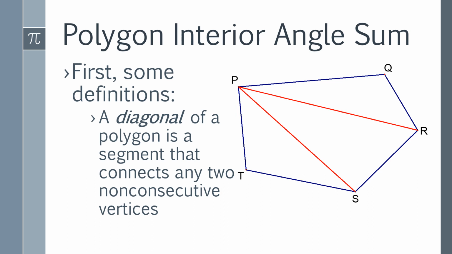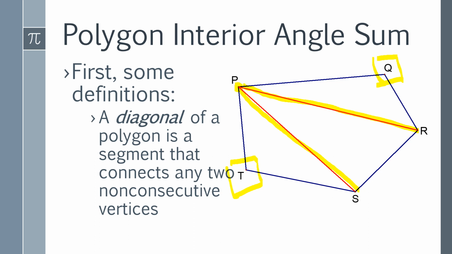A diagonal of a polygon is a segment that connects any two non-consecutive vertices. So as you can see here from point P, I have a segment running from P to R and another segment from P to S. Those segments are diagonals because they are non-consecutive, right? Q is a consecutive vertex. We don't want it. That doesn't work because it'll make a side. And from P to T makes a side also.